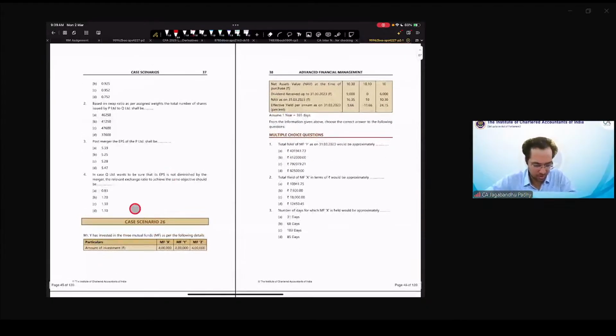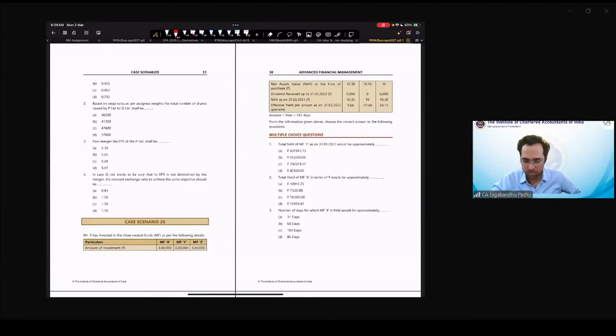So Mr. Y has invested in 3 mutual funds: mutual fund X, mutual fund Y, mutual fund Z. NAV at the time of purchase is given as 10.3, 10.1, and 10. Dividend is received up to 31st March 2023. Then NAV and effective yield on 31st March 2023 is given. From the information given below, choose the correct answer. Now, total NAV of mutual fund Y as on 31st March 2023. So NAV of mutual fund Y as on 31st March 2023.